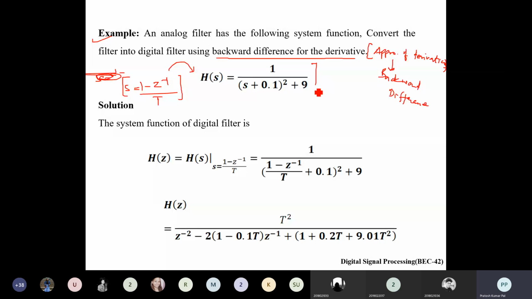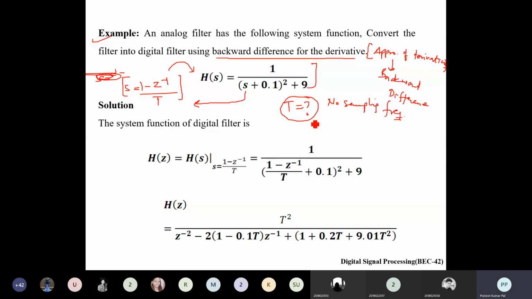Once the transfer function is given, we need to replace all the s values by this. So this H of s will be replaced, having s equal to (1 minus z inverse) divided by T. And suppose in this case there is no value given for T. No sampling frequency or sampling time is given.